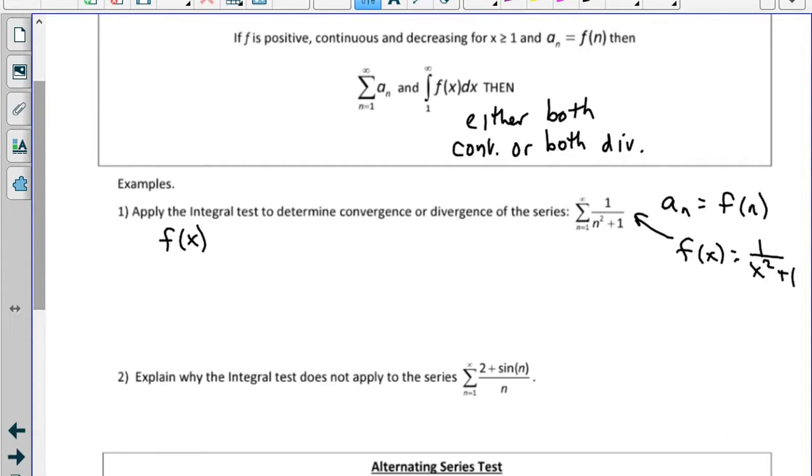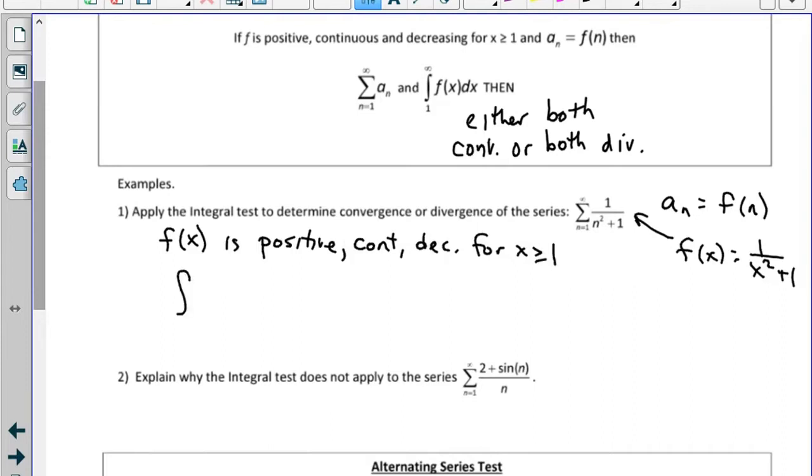Is f of x, which we have defined as 1 over x squared plus 1, positive, continuous, and decreasing for all x greater than or equal to 1? Well, for all x greater than or equal to 1, it is positive, it is continuous, and it is decreasing. So that means that we're allowed to use the integral test.